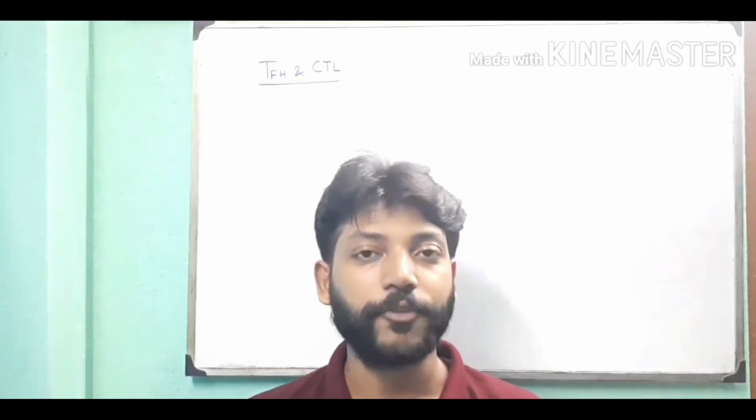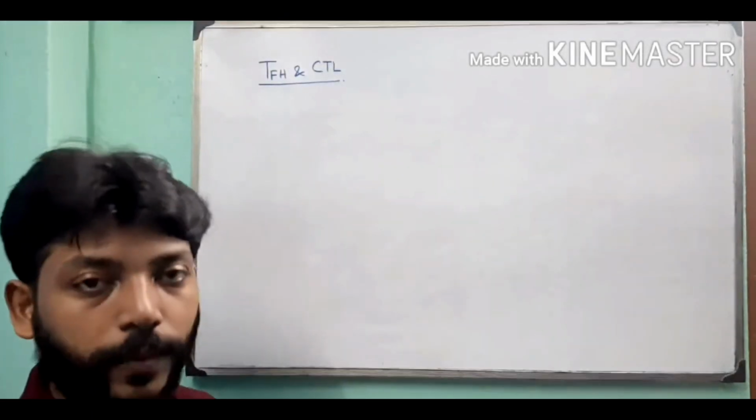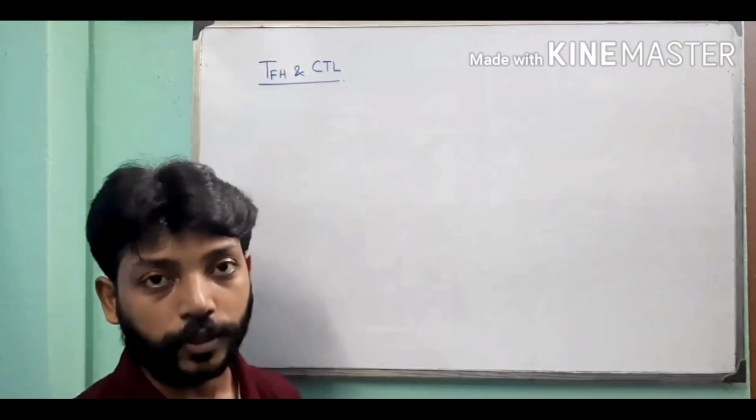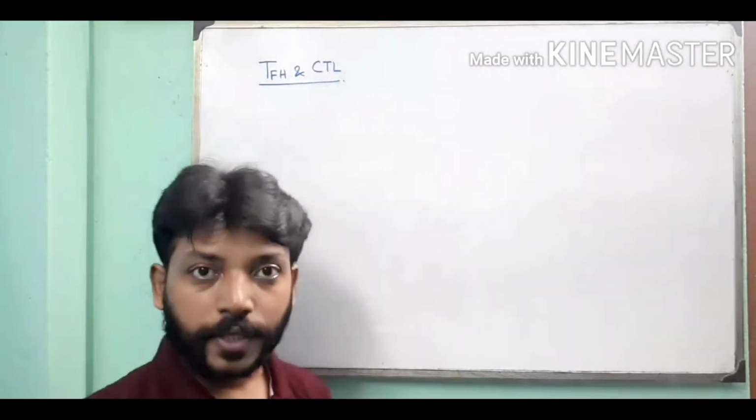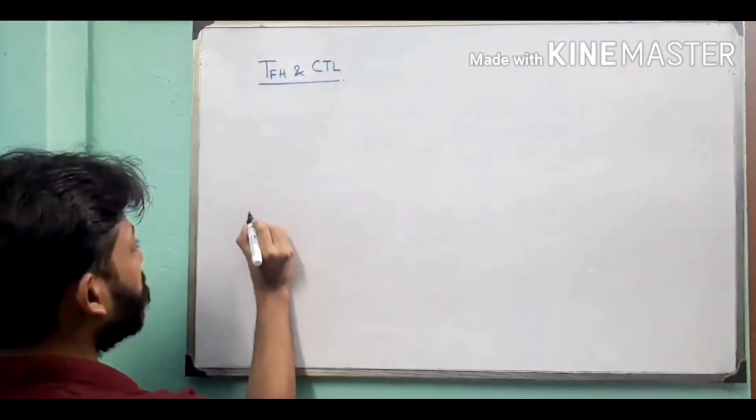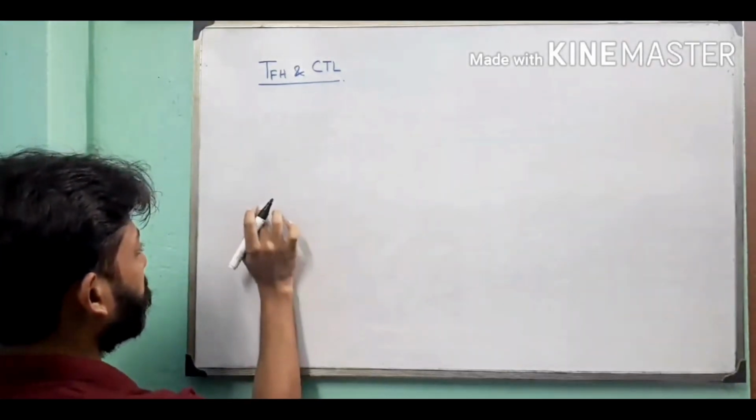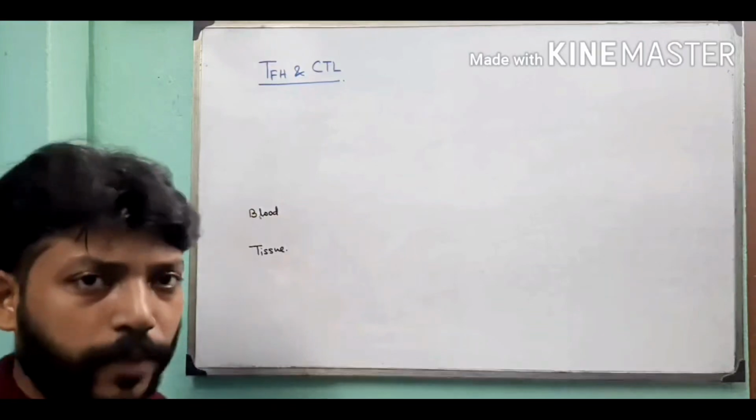In this lecture, I will talk about T follicular helper cells, how these cells are generated and what their effector functions are. So I will first talk about how these follicular cells are generated. In the tissue, there may be infections, and pathogens can also be present directly in the blood. So these are the main primary routes.